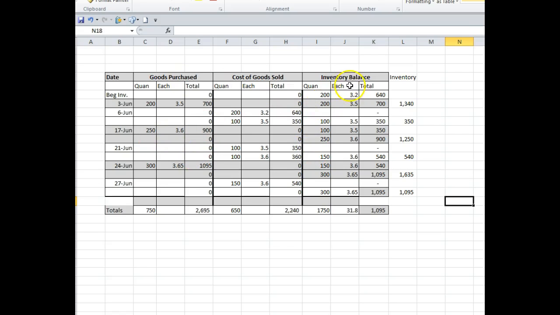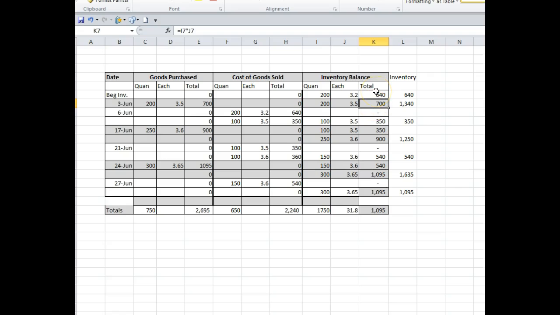So the beginning inventory, this is our inventory count to begin with, was 200 at 320, and that gave us a total in our inventory at that time of $640. Then along comes June 3rd, and on June 3rd we bought 200 at 350, which gave it a value of 700. This keeps track of what we've purchased. Now we've got to get this over to our inventory balance. So I just took these numbers and transferred the 200 and the 350, and it was added automatically.